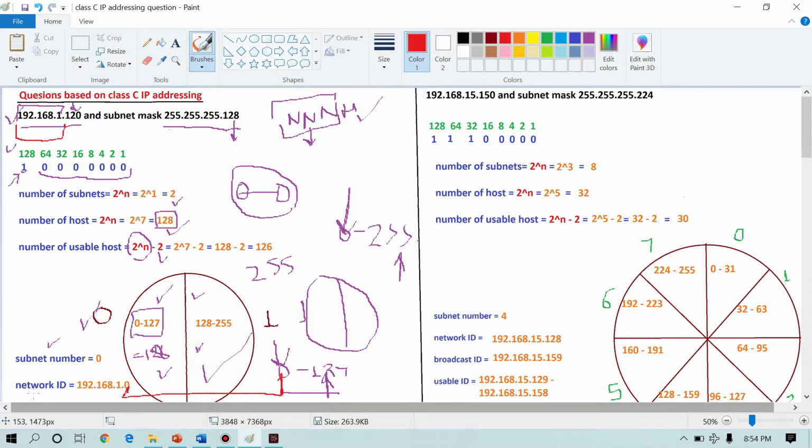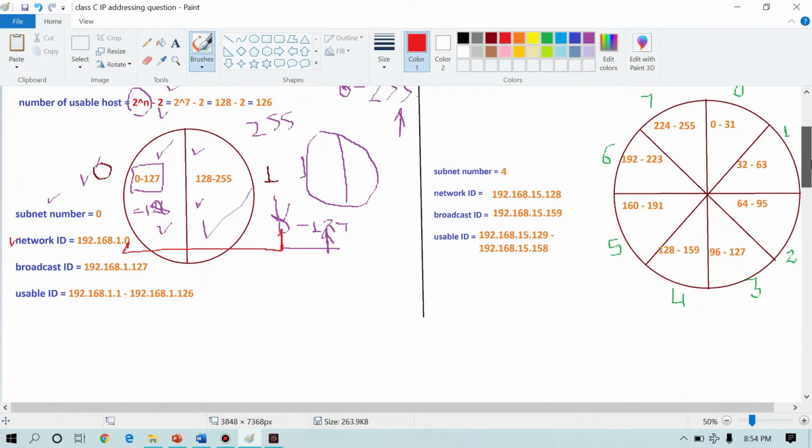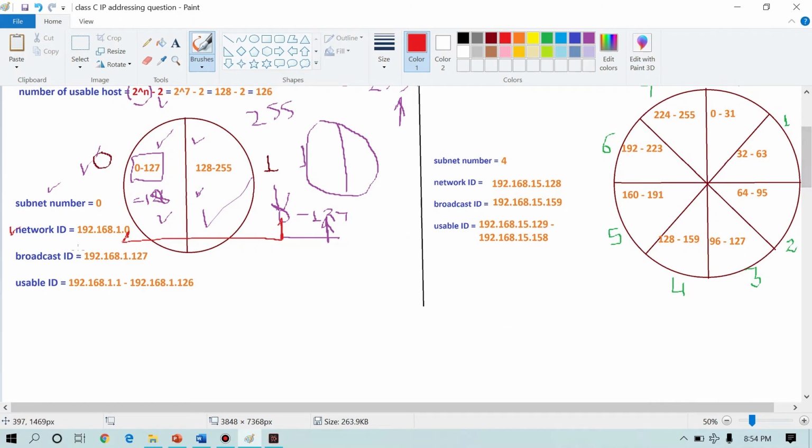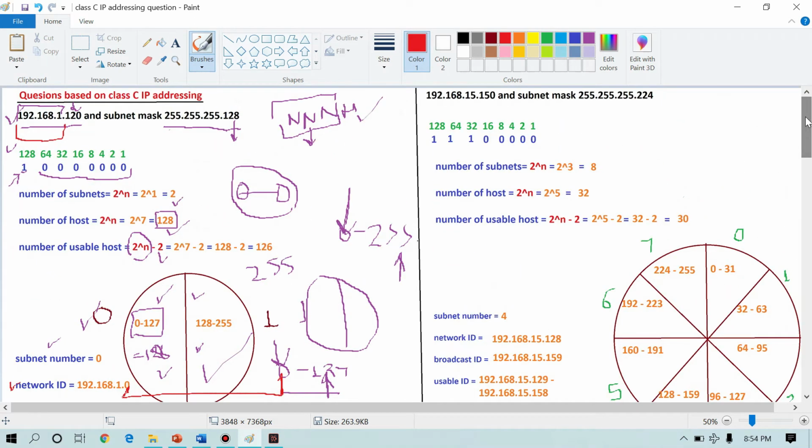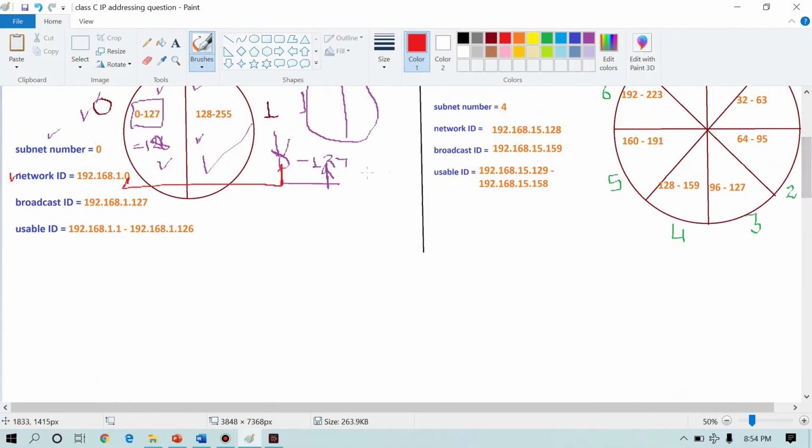So this particular IP becomes our network ID. Now, what is broadcast ID? Broadcast ID is this one. This is the broadcast bit. So what to do? Simply write these three parts as it is, 192.168.1, and at the last write 127. So it becomes our broadcast ID.